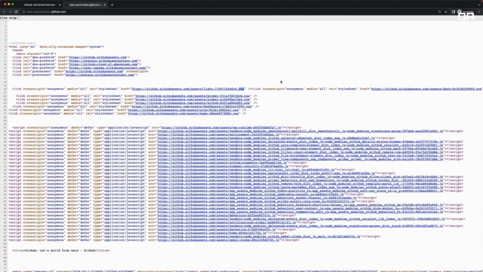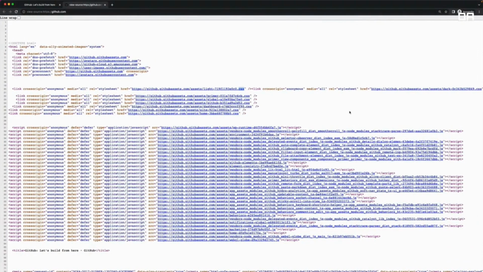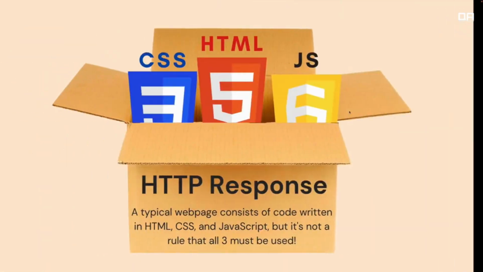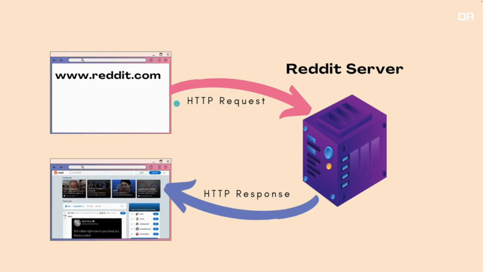So the point here is that a web page is built with these three technologies, at least a modern web page. But when we get it, when our browser gets it, it's just code. And the job of the browser is to take that and turn it into a full web page. Take a bunch of code in HTML, CSS, and JavaScript and render it for humans.